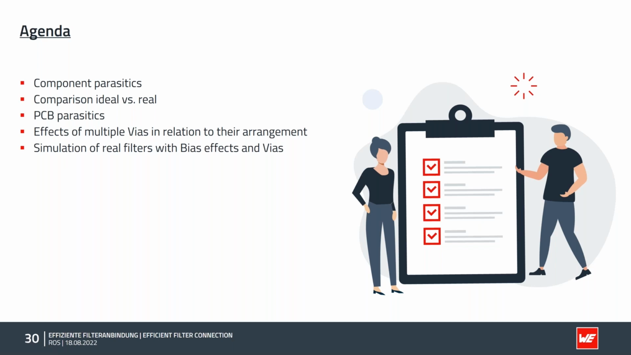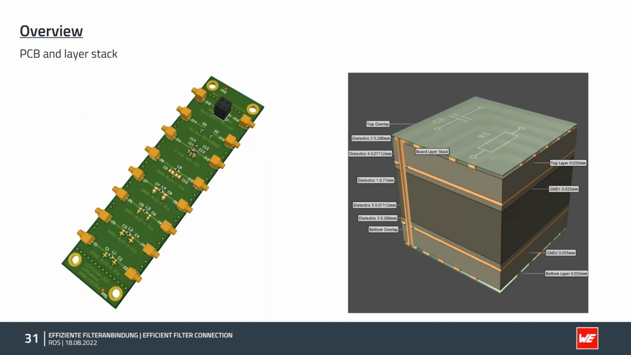The second point of the presentation is some simulations of real filters with the bias effects of capacitors and the bias effects of inductors, or in this case ferrites, and how they interact with the result. That's the program today. Let us start.